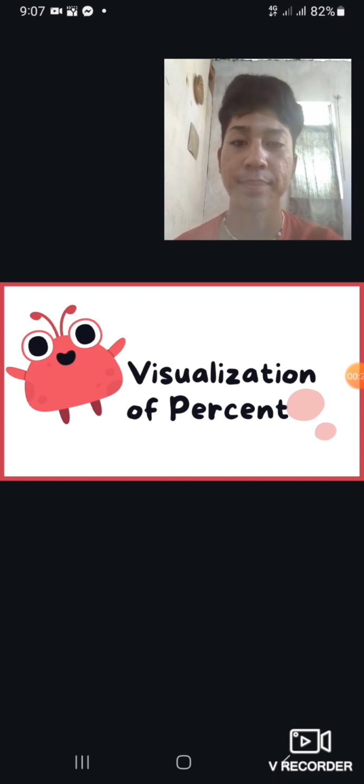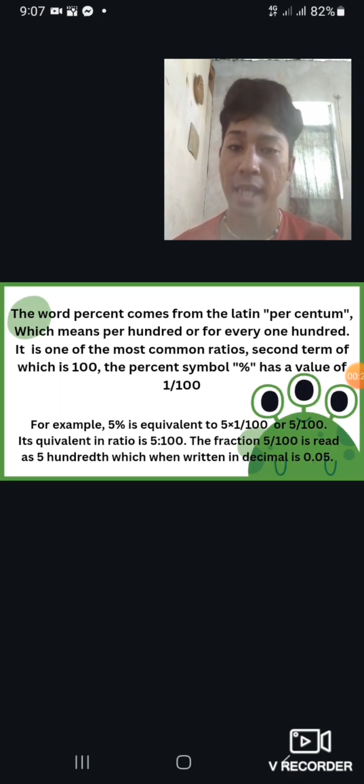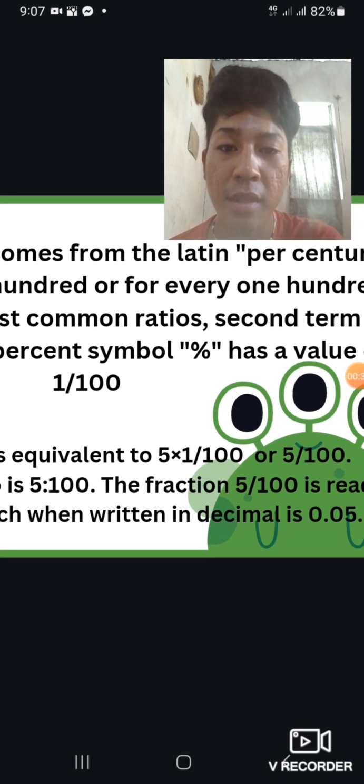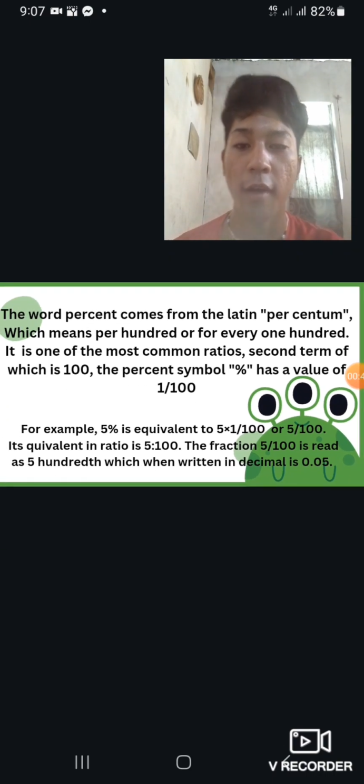Let's start. The word percent comes from the Latin percentum, which means per hundred or for every 100. It is one of the most common ratios, the second term of which is 100. The percent symbol has a value of 1 over 100. For example, 5% is equivalent to 5 times 1 over 100, or 5 over 100. So its equivalent in ratio is 5 to 100.